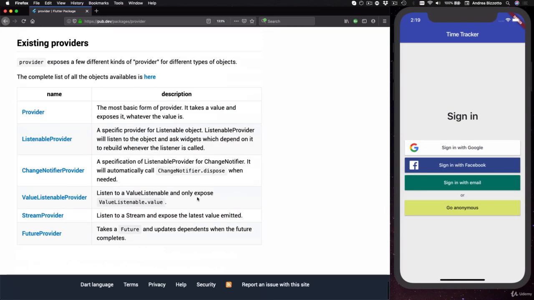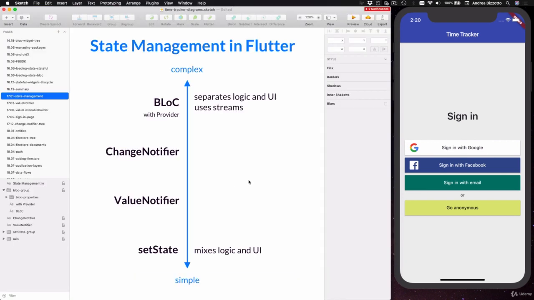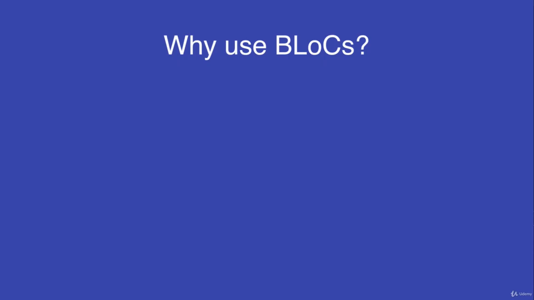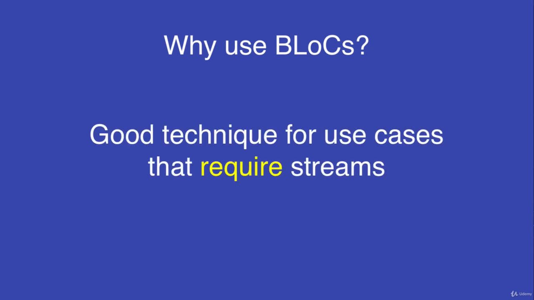Finally, I want to talk about blocs one more time, because we have now seen that value notifier and change notifier are simpler alternatives to bloc. So do we even need to use blocs at all? Well, once again, it depends. There are some use cases that rely heavily on streams.